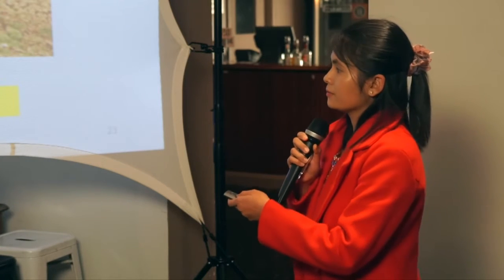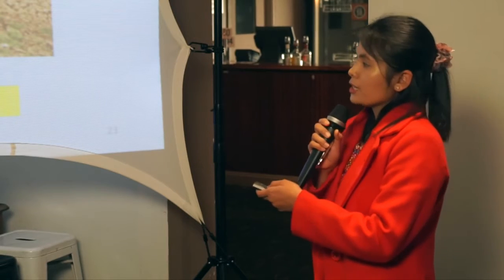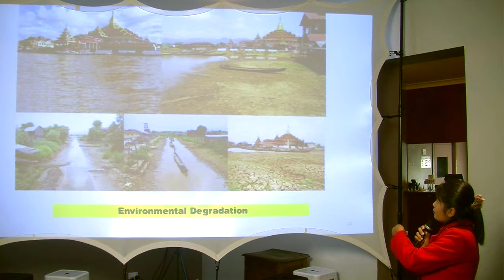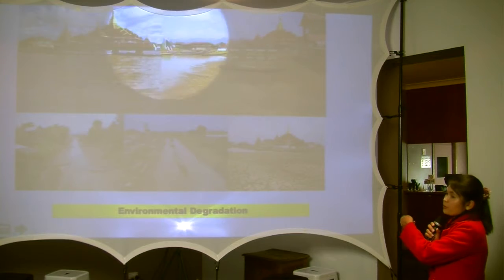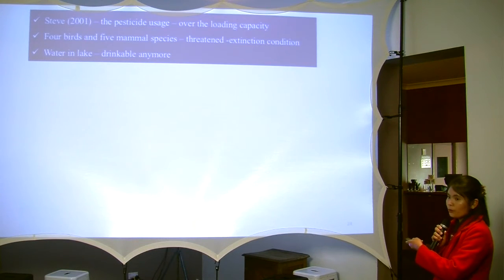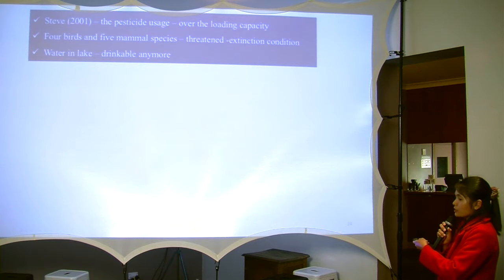Tomato is the major crop in this area. And in recent decades, the inland lake has faced a lot of environmental degradation. In the summer season, they face a lot of drought problems. Another problem is water pollution, because of the heavy utilization of pesticides and herbicides in floating garden cultivation.